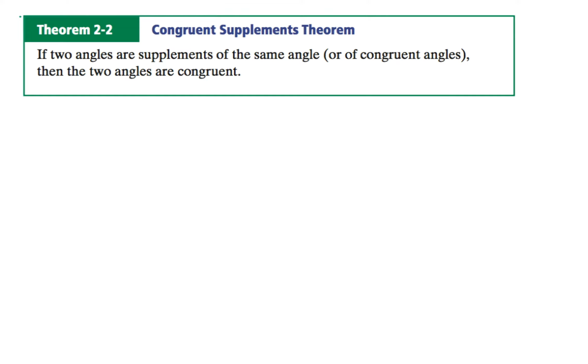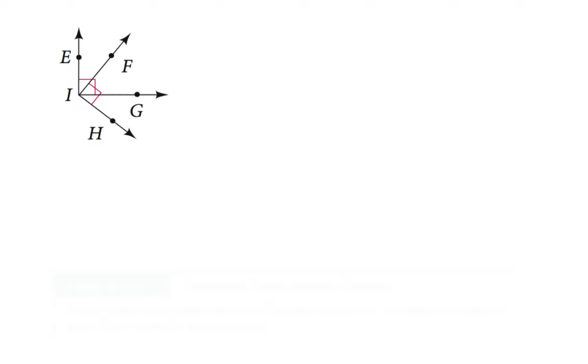Okay, let's take a look at something else. Look at what I have here. I have two right angles. In other words, I have angle EIF plus angle FIG, which are equal to 90 degrees. You know that because they're giving you this square here, right? So angle EIF plus angle FIG are equal to 90 degrees.